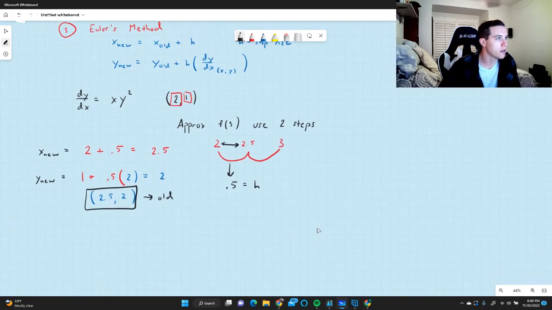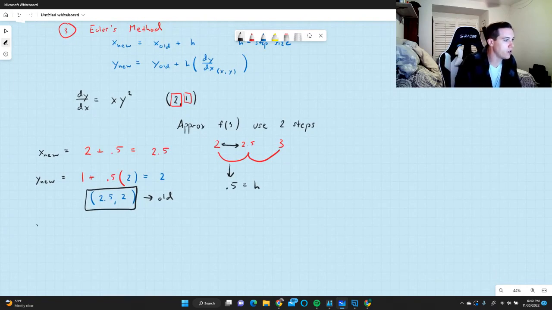So do it again. To get the new coordinate, use your x old, and now that's this guy right here, 2.5, plus our step size does not change. We're still doing a 0.5 value for our step size. And look, we have reached the coordinate we are trying to approximate. So our x new coordinate is 3. But what about the y new?